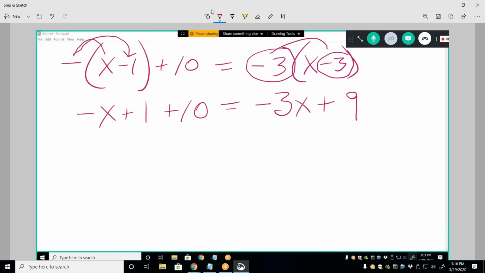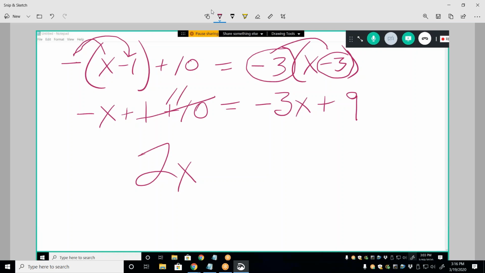Okay, now which side are we going to put the x's on? The right side. The thing you should look for is which side is going to give us a positive coefficient. Can you figure that out? In other words, if I move the negative 3x to the left, I'm going to have a positive 2x. If I move the negative x to the right, I'm going to have a negative 2x. So I'm going to recommend we move the x's to the left, giving us this. We can combine that 1 and 10 to make 11.